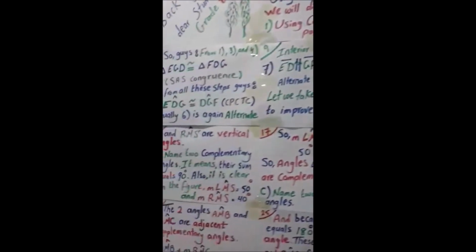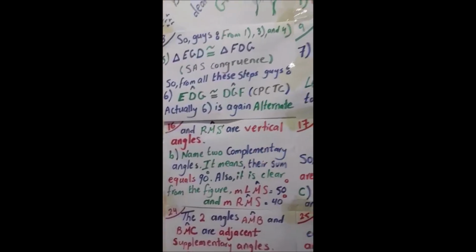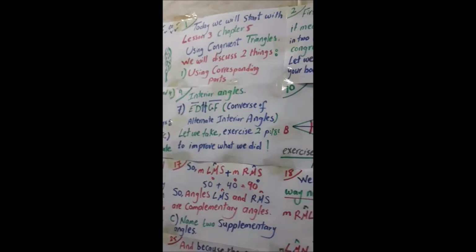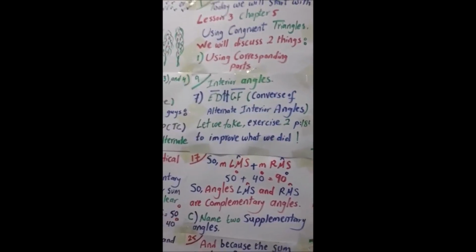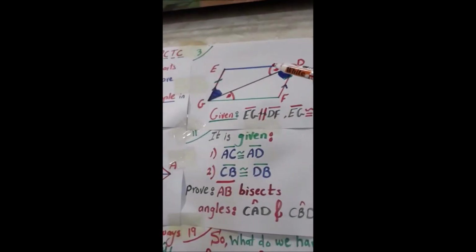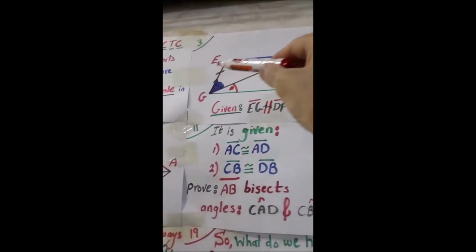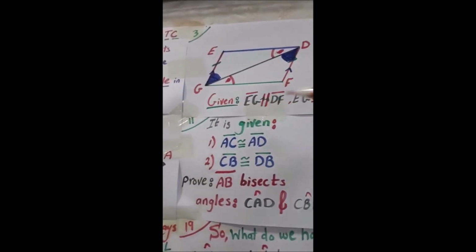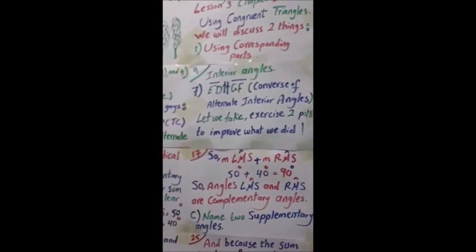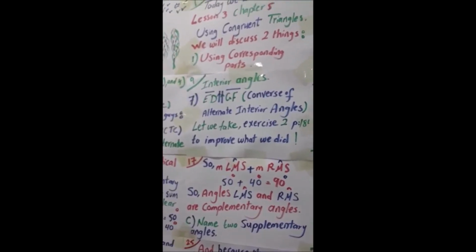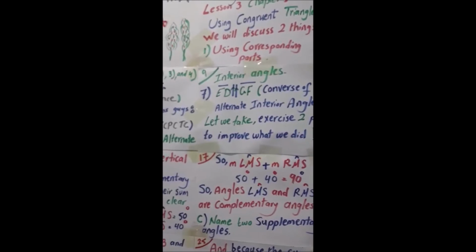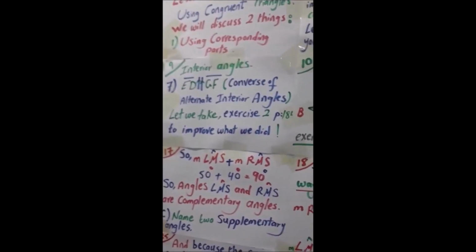They are congruent. And number 6 is what? It is alternate interior angles, the converse of alternate interior angles, if you remember. So guys, since we have this angle congruent with this angle, that means this side ED and GF are parallel by using the converse of alternate interior angles. Now let me do for you exercise 2 on page 184.